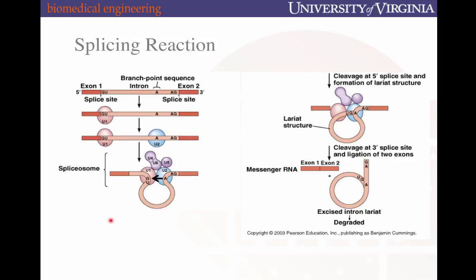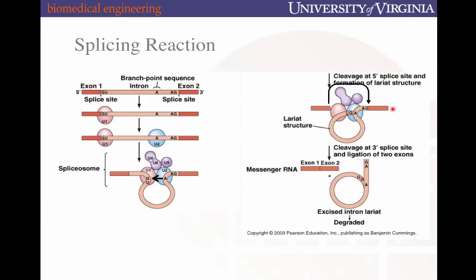So what happens then is kind of crazy. This A base attacks the G base in that first 2 base sequence. And this leads to the formation of this chemical feature between the A and G bases, and this first exon gets cut out. This loop is called a lariat, I guess as an homage to cowboys, and you still have the other exon bound to the other side.